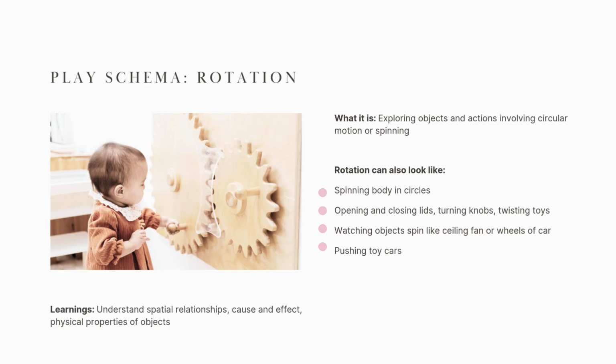This is also why I see a lot of playgrounds that have steering wheels attached, because children love to spin wheels. And simply observing or watching objects spin, like pinwheels, a ceiling fan, or the wheels of a car, and pushing toy cars along the floor and watching how they move and spin, is also an example of rotation. And the concepts they're learning with rotation are understanding spatial relationships, cause and effect, and the physical properties of objects.